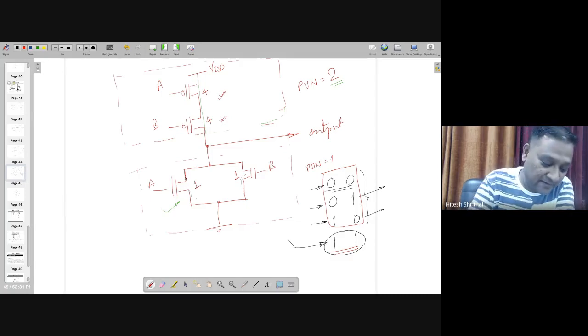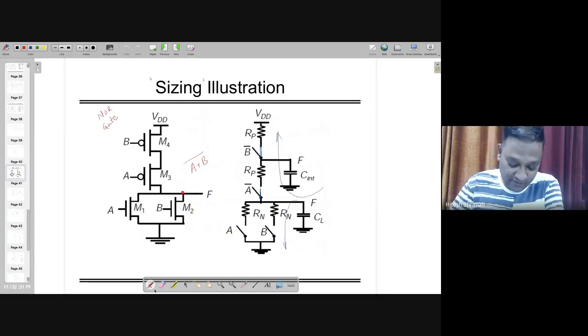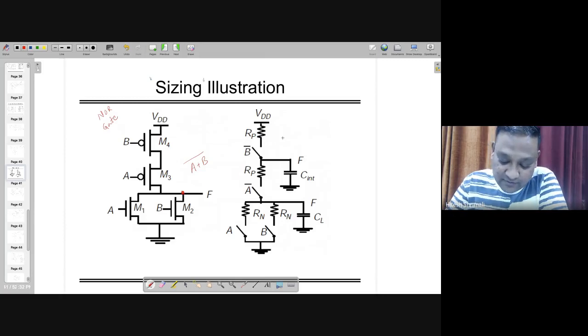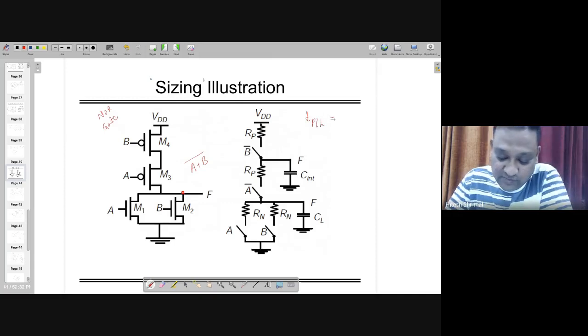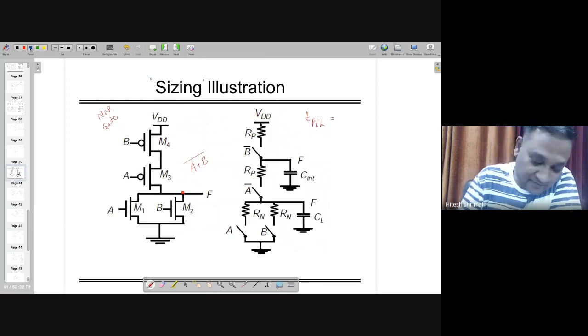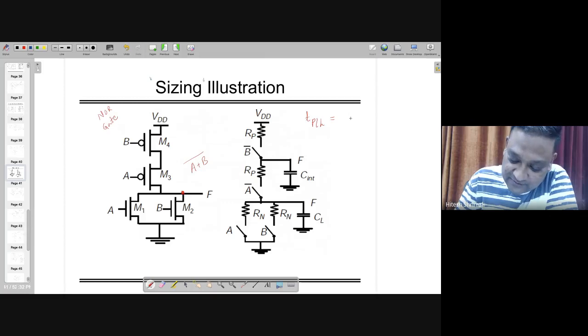So in that case, we have the resistances on both sides equal. Now let's assume that I want to find out tPLH. Can somebody help me find the equation for tPLH? In that case, look, these two switches are on, by the way.